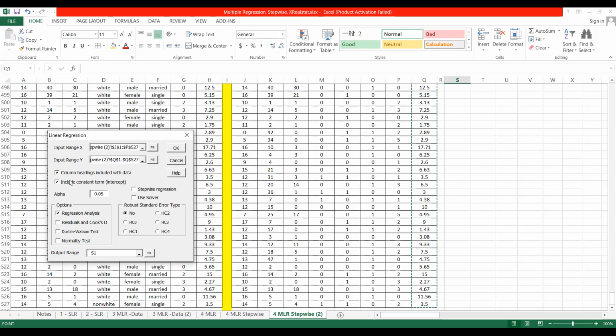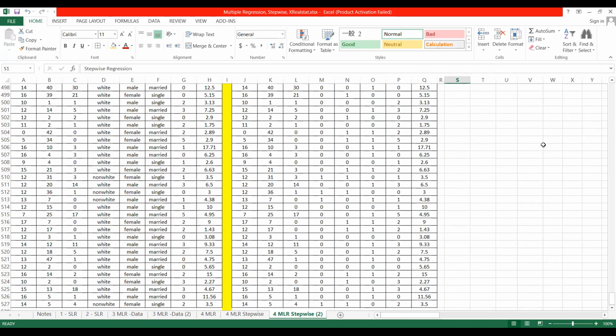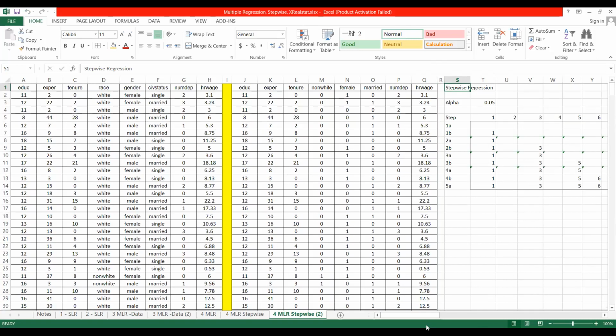Okay. Then, column headings include, tapos ito guys, stepwise. Tapos, pwede natin i-click to lahat, no? Yung regression analysis, Cook's, Durbin-Watson, normality. Okay, then lagay natin sa S1. Sa S1 yung output, sa pinakataas. Alright. So, ito yung output ni XRealStat, no?